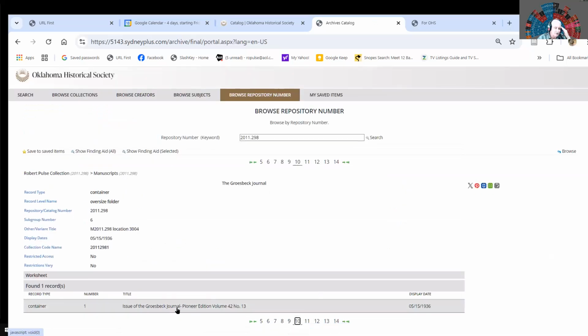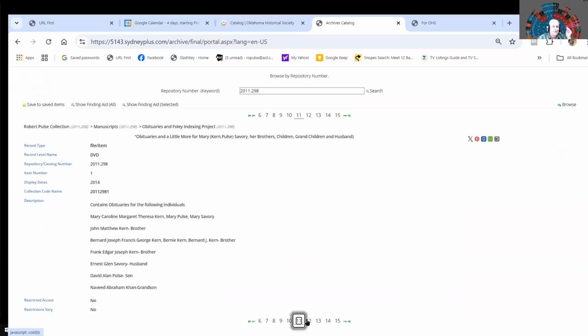This is the Groesbeck Journal. Groesbeck, Texas, is where my wife Diane is from. I'll call her Dee when I get casual here in a minute. And this is her family. This is a journal that we picked up when we were down there, and it has some information on the family in it. Number 11.